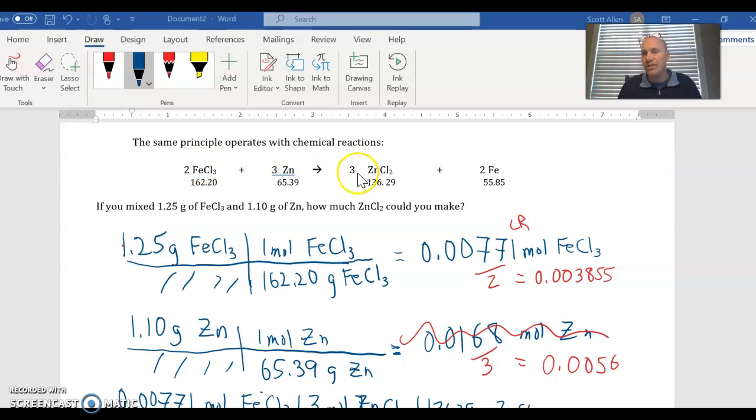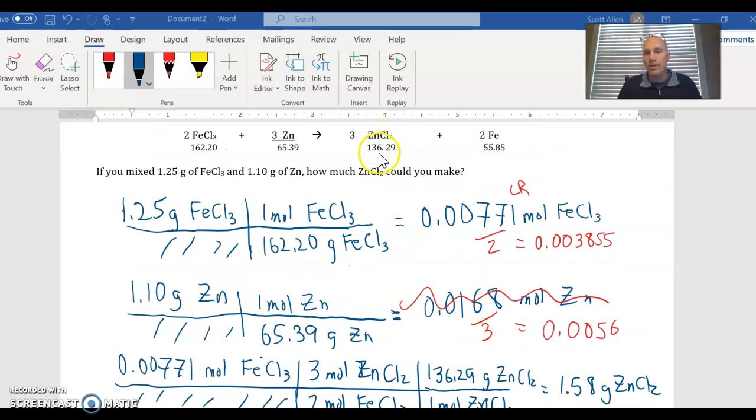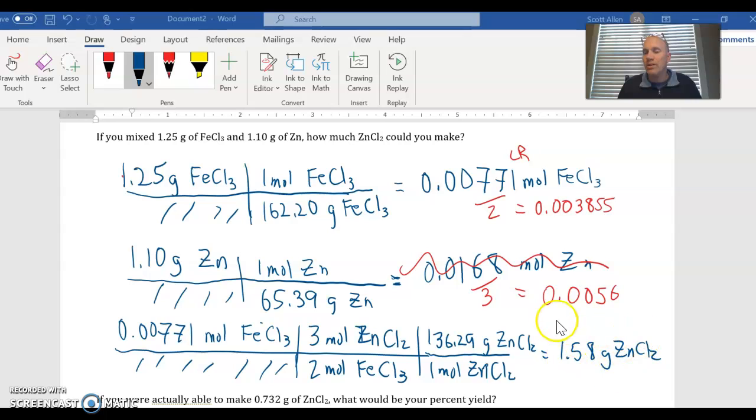Notice that's just a mole to mole ratio, and we can do a mole to mole ratio between any of these things. Once we get that into moles, we convert that to grams just by using the molar mass. And we calculate that we could make 1.58 grams of zinc chloride. I understand that this is a little steppy at first, but it gets a lot easier with practice, and that's what we will do in class.